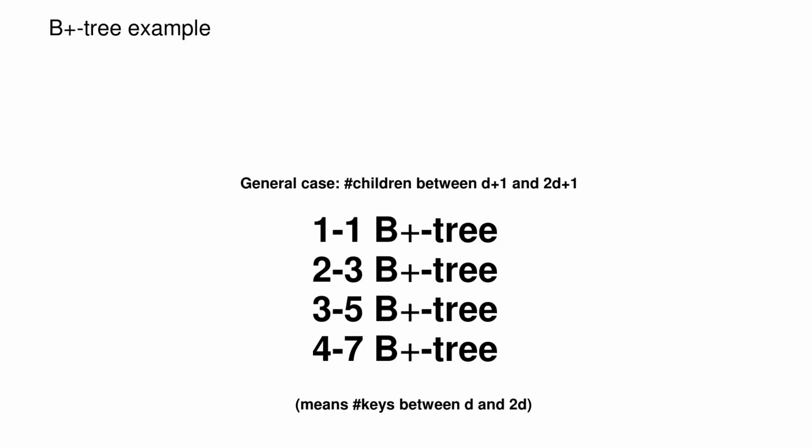All right, so if I say now the number of children is between D plus 1 and 2D plus 1, that means the number of values per node, or keys, is between D and 2D. Okay, so that is the convention that we have here. And now I have an animation for you.